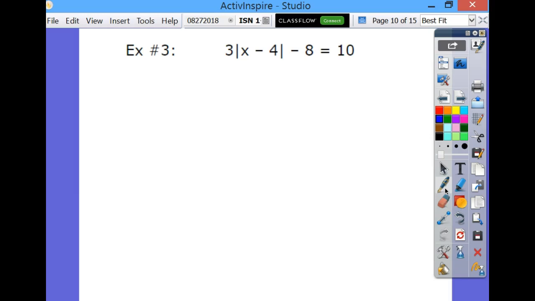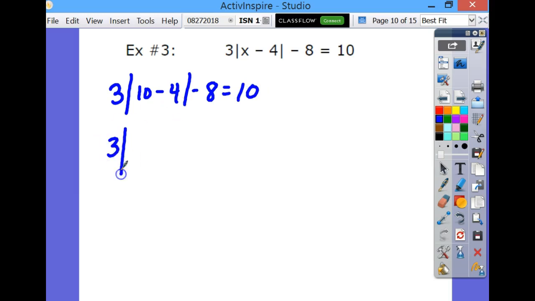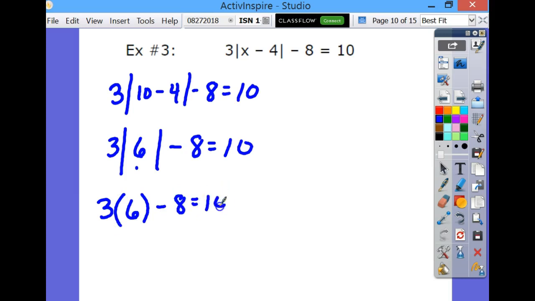What was our first answer? 10 minus 4 minus 8 equals 10. You simplify inside the absolute value. The absolute value does nothing to a positive number, and so does that check out? Check mark.